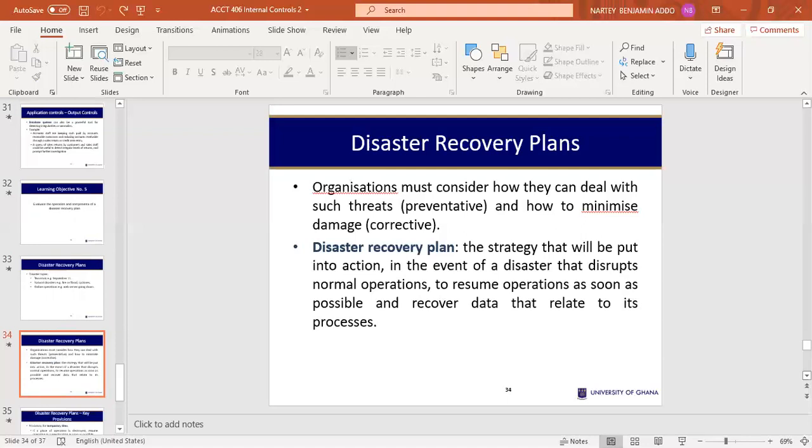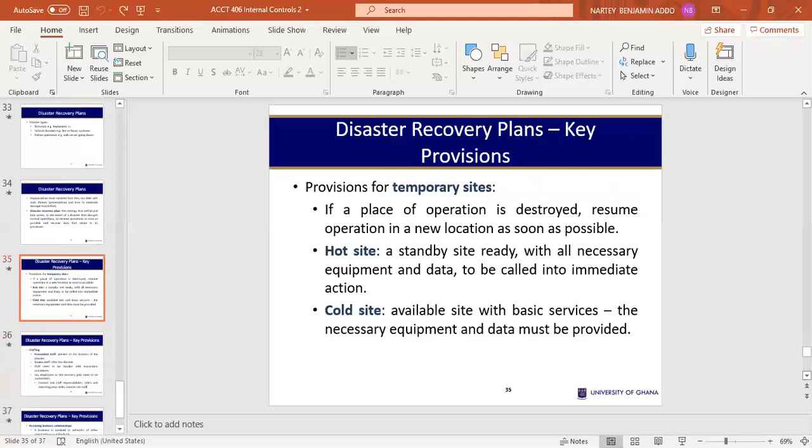For example, when the September 11 attack occurred in the World Trade Center, all the information systems were destroyed. So to resume operations as soon as possible and recover data that relate to its processes, you must have control measures in relation to disaster recovery plans. And then you must make provisions for temporary sites. What are the key provisions? If a place of operation is destroyed, resume operation in a new location as soon as possible.